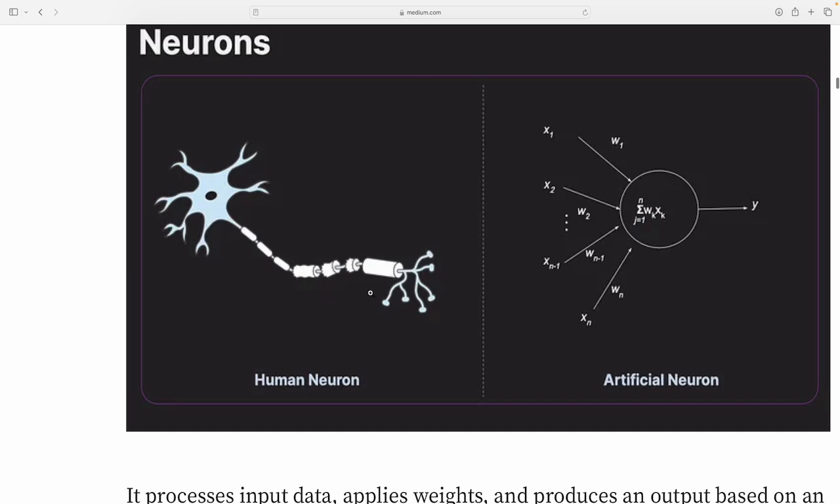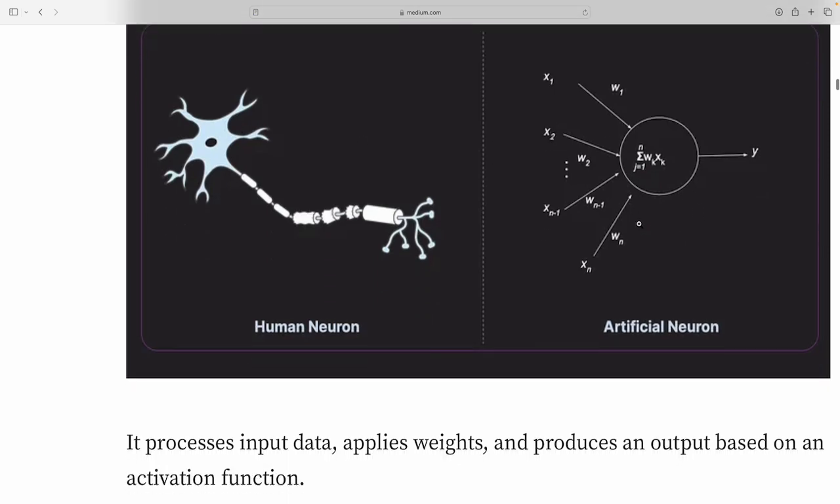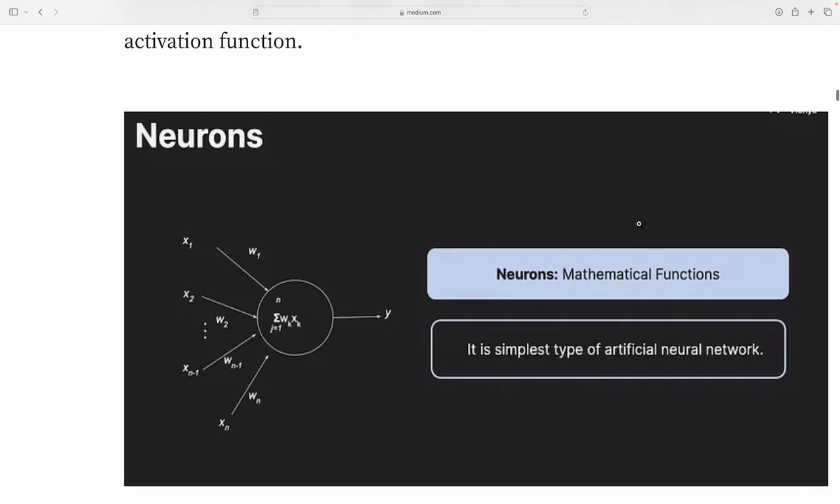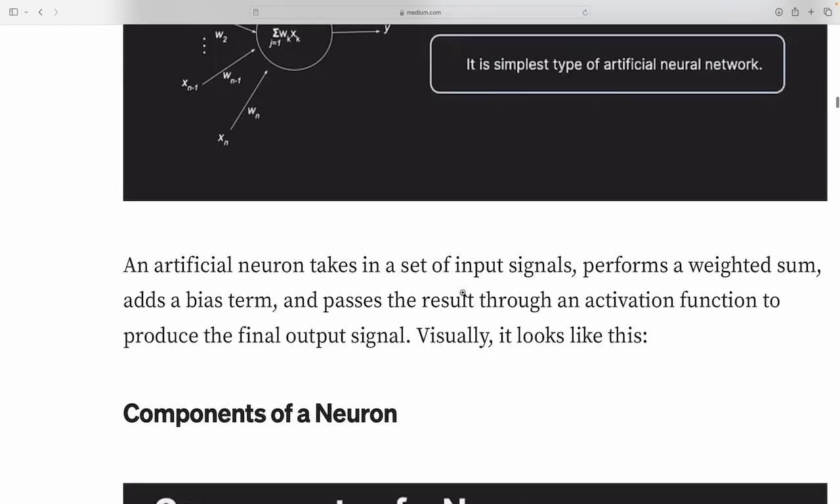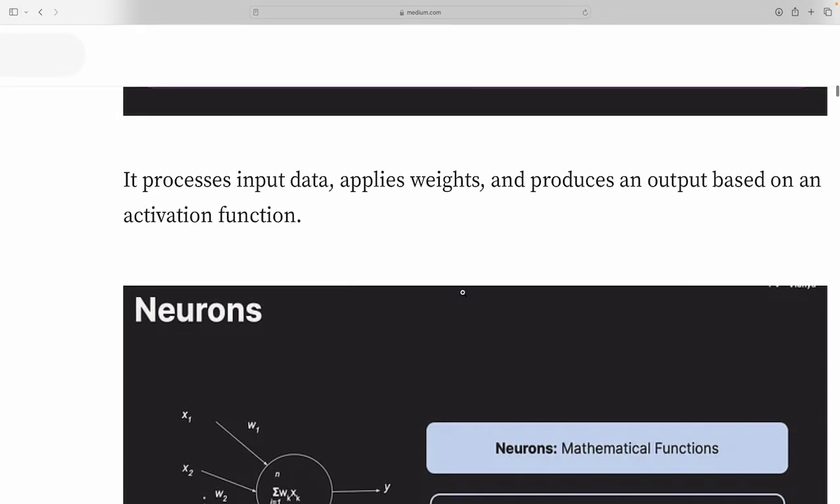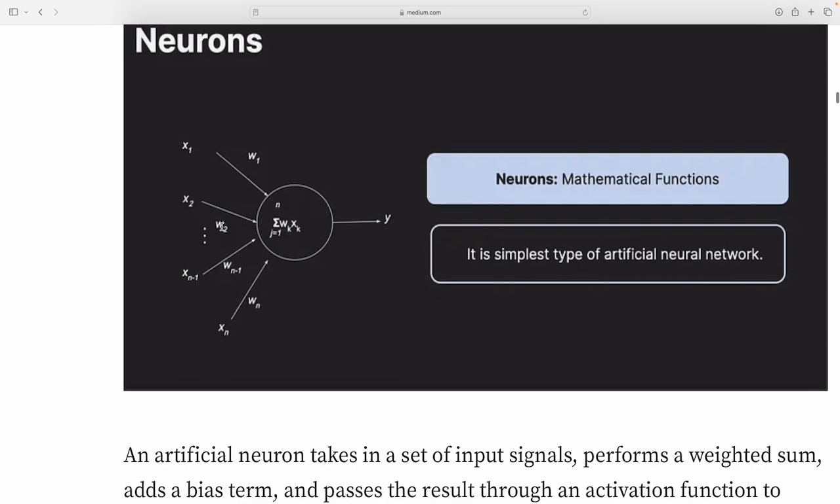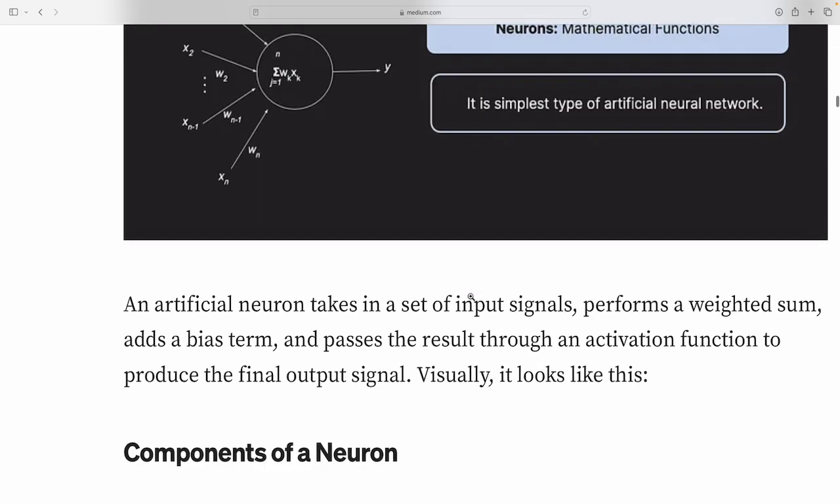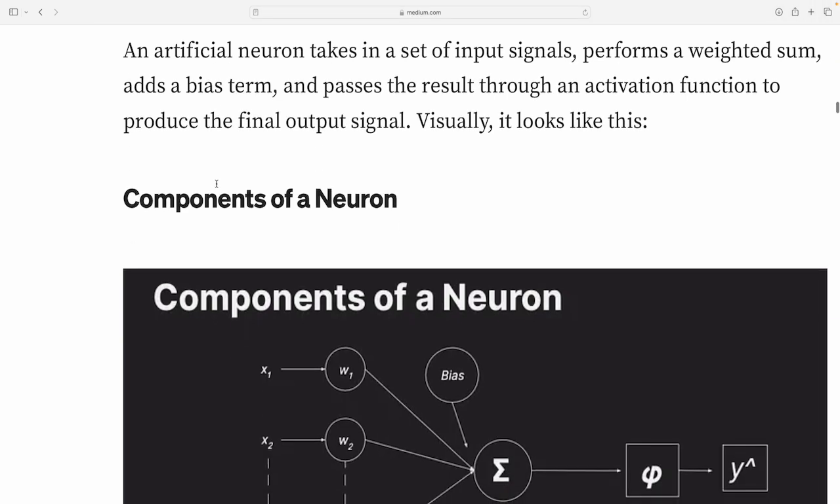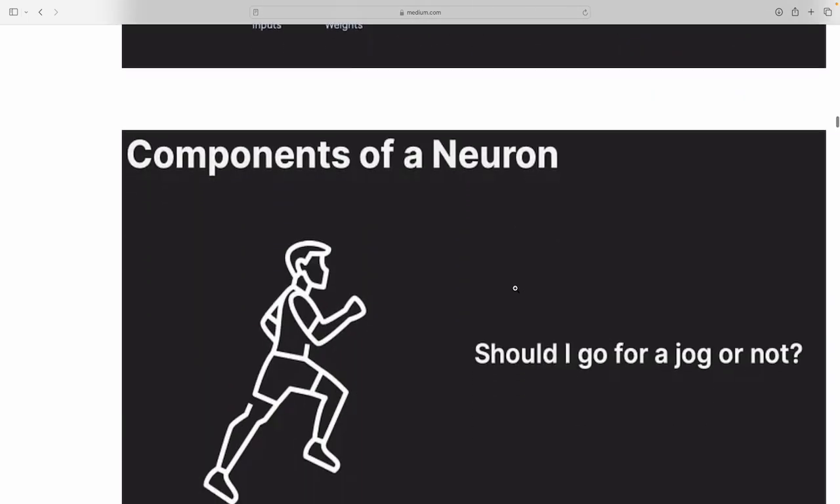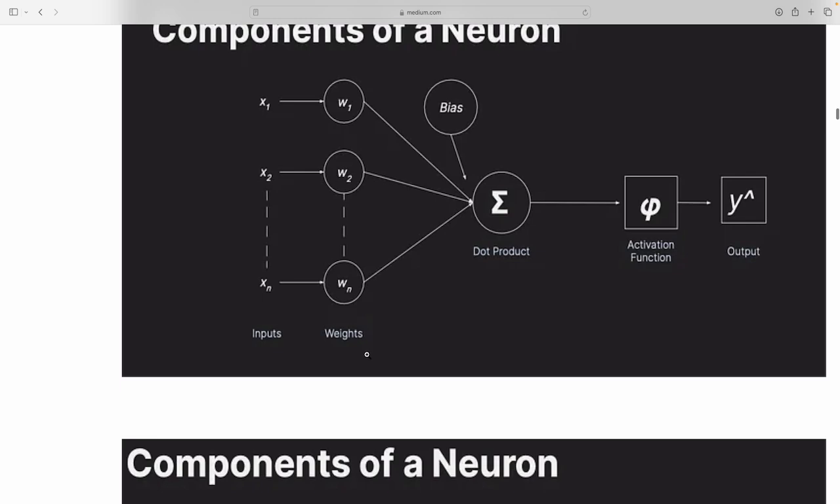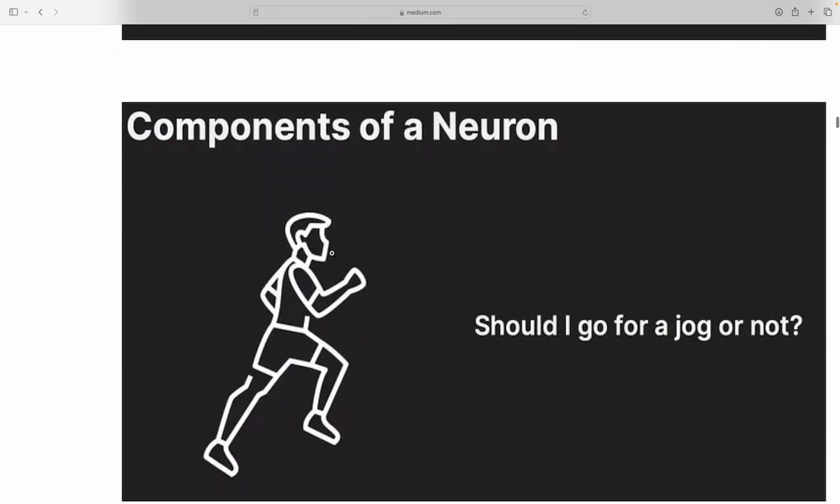It looks similar. We have various inputs and then we perform the task. Similarly, the neurons also perform similar tasks. They process data, apply weights and produce the output based on the activation function. The components of a neuron are the input, weights, dot product, and the activation function output. Similar to humans, it's the same.